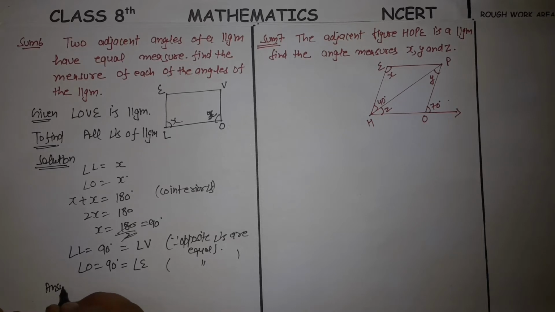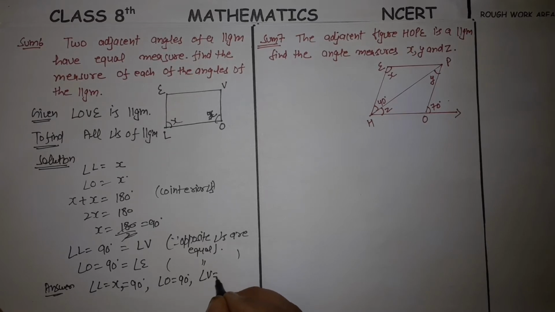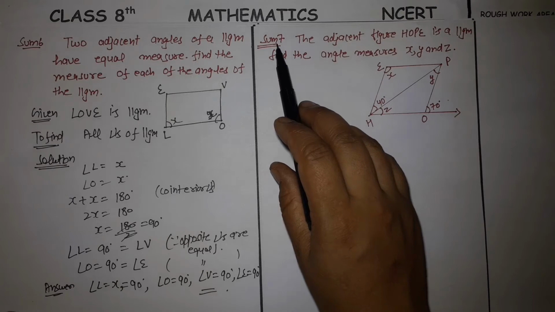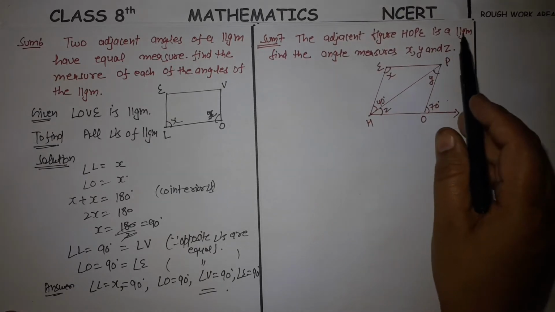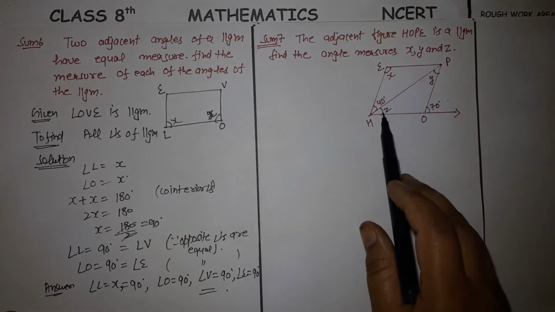At last, the answer: angle L is 90 degrees, angle O 90, angle V 90, angle E 90. All angles are equal in the parallelogram according to the condition. Sum number 7. The adjacent figure HOPE is a parallelogram. Find the angle measures x, y and z.